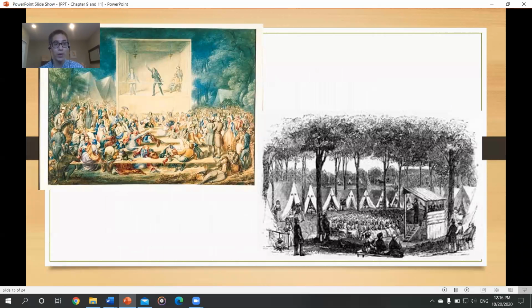Some paintings here showing these traveling preachers who would go from town to town and give these big fiery speeches, oftentimes in the woods just outside of town, to spread their word and to get more converts.